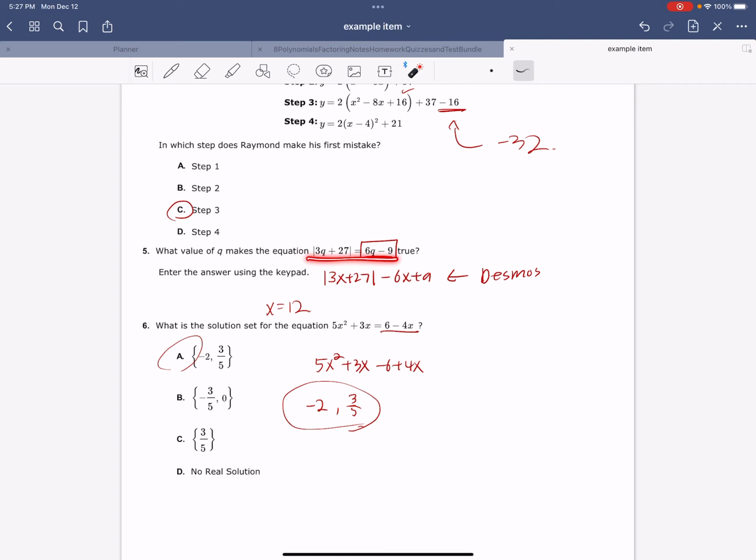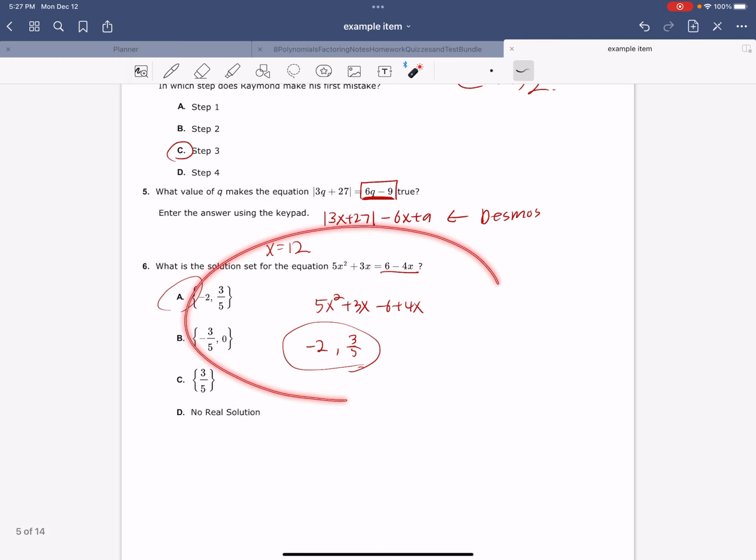Question number 5 is a decimals question. You just put this one into decimals, just flip the sign here. Then you're going to have x equals 12 as our answer key. And same thing here, you put this one into decimals without flipping the sign here, okay?